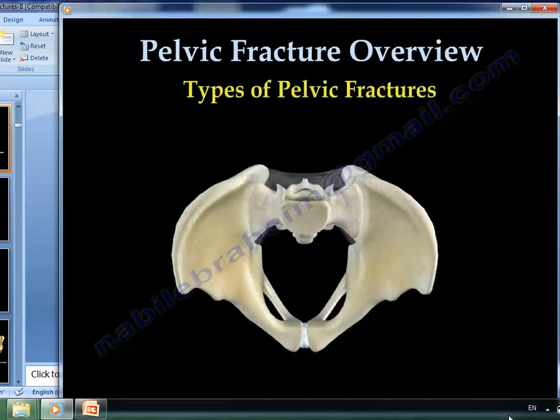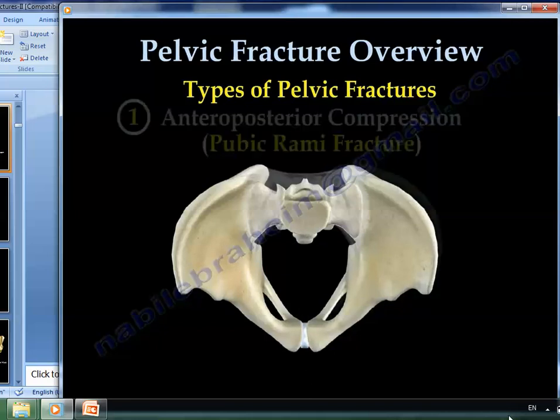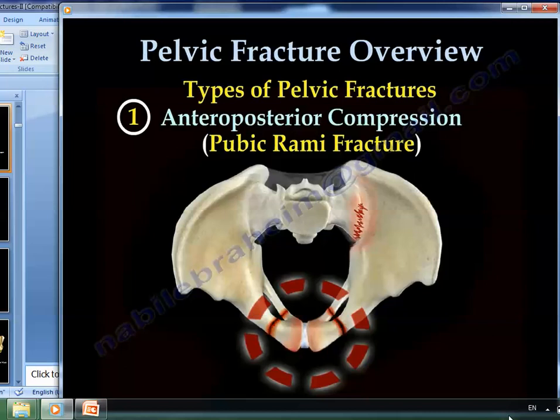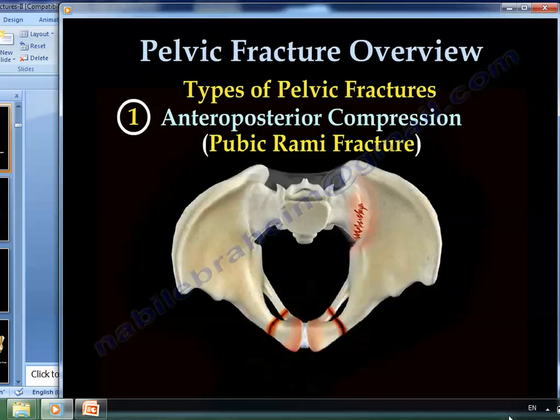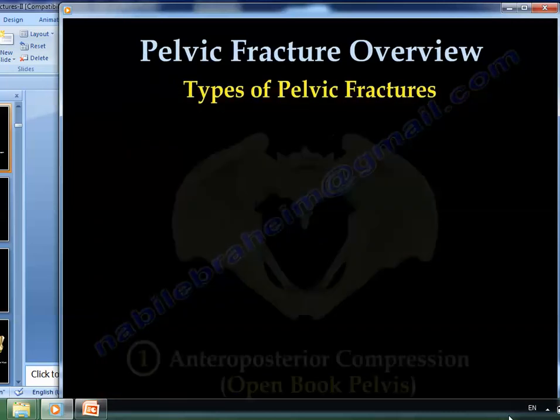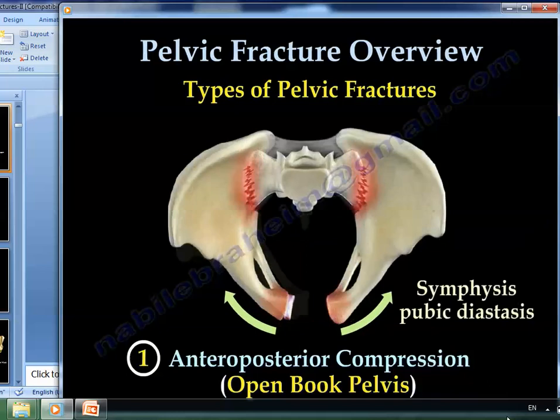Types of pelvic fractures. There are three types: anteroposterior type, lateral compression type, and the bad vertical shear type. The first type is the anteroposterior compression type. You can have that with a pubic rami fracture, as you can see here in the slide, or you can have it as an open book type. When the symphysis pubis opens up, we call it symphysis pubis diastasis.